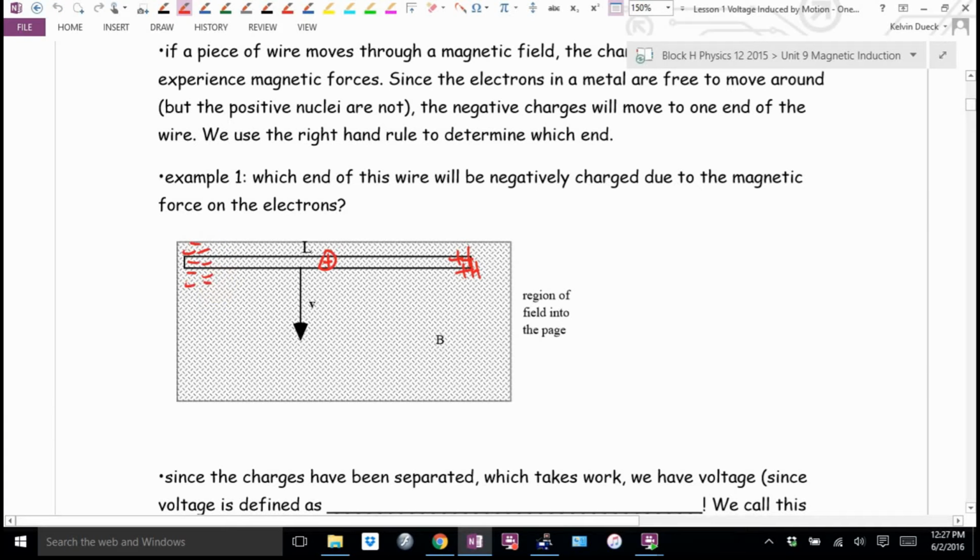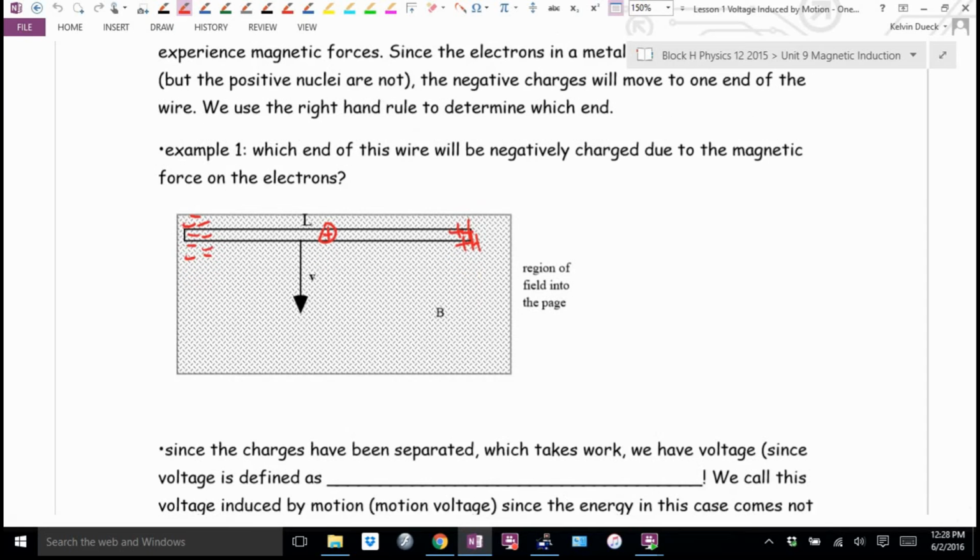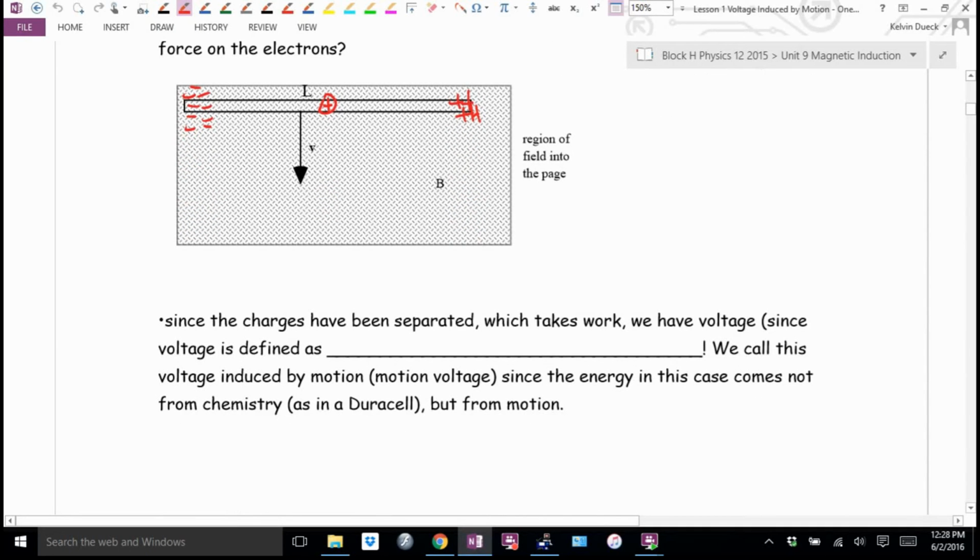What you've actually done is you have separated charge. That's exactly what a chemical battery does. A chemical battery separates positives and negatives, and then we force the charge through a circuit. Well, now we're doing the same thing. We're doing work in separating charges, but we're doing it not from chemistry, but through motion and an external magnetic field. So, since the charges have been separated, and separating charges takes work, we have voltage, because voltage is defined as work per charge. Energy per coulomb.